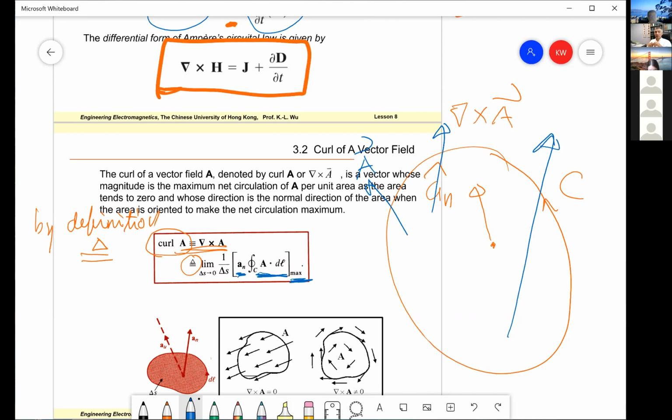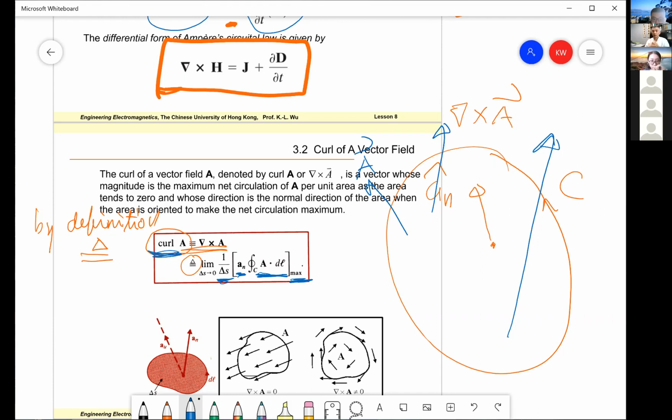But if the C shrinks to a point, what do you expect? The circulation must approach zero. If it always approaches zero, I'm not interested. So I divide this circulation by its total area. This total area also shrinks to zero, so zero divided by zero in this case is not zero. This is the meaning of the curl.